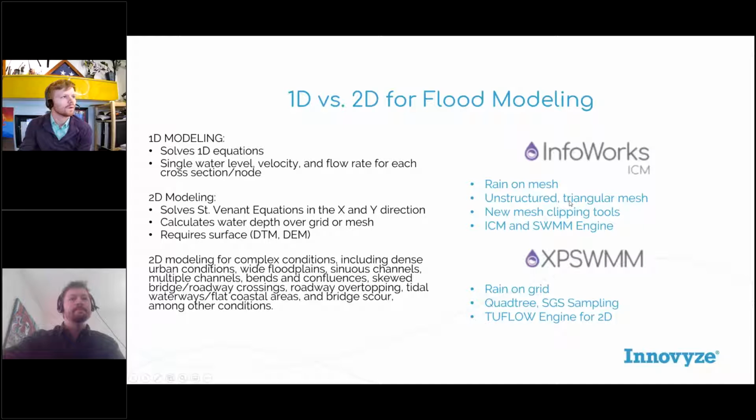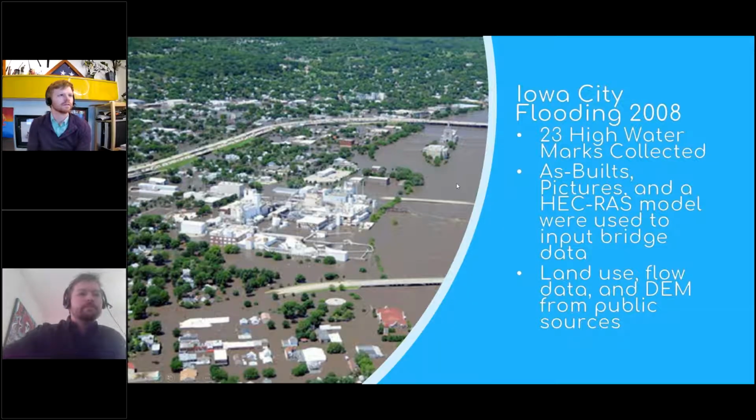And I know we've got some more questions coming in, but I'm going to hop ahead, just to get to the bulk of what we're hoping to cover today. So this is, like John said, a case study for some flooding that occurred in Iowa City in 2008, from major rainfall upstream in the catchment, and how it impacted things in Iowa City and the flooding that occurred. And you can see over on the left, that's a picture of it.